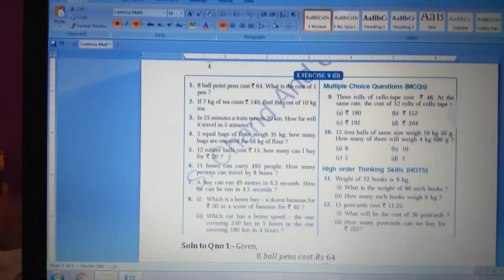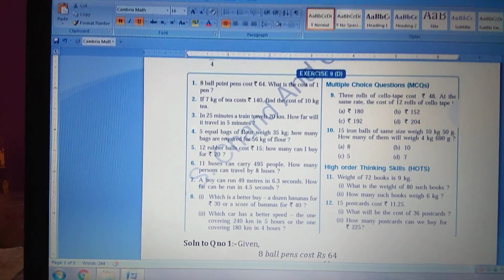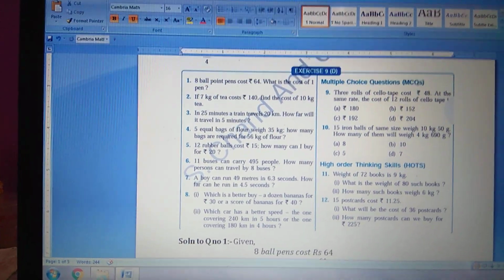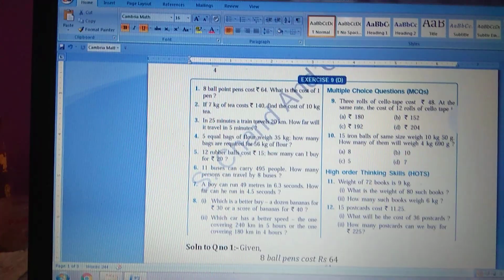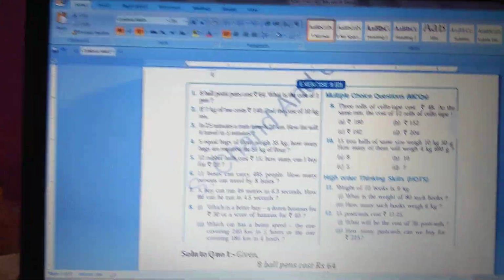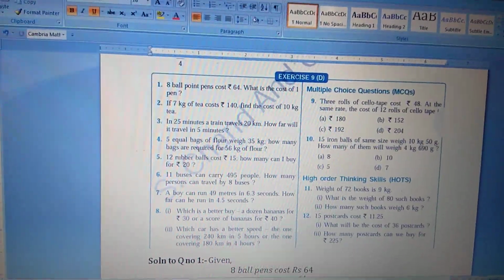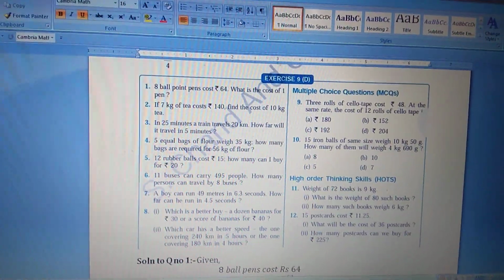Now you can see the exercise. Take out your book, page number 169. There are 12 problems. All are of unitary method type. Now a few examples from this exercise I have shown below. So let's have a look at them. Keep your book open with you.